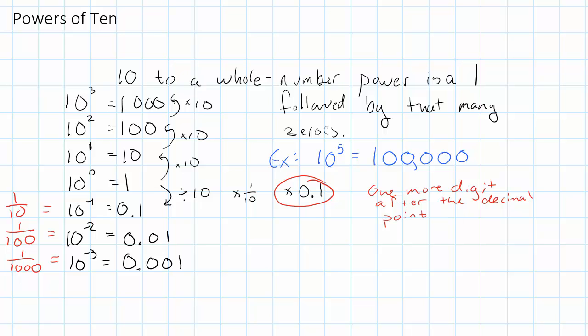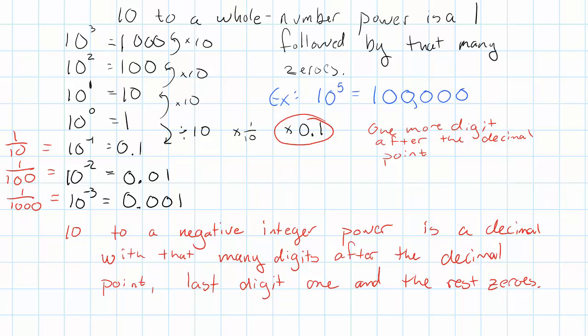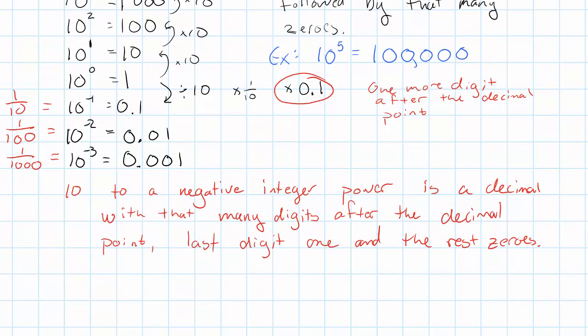1,000th is just 1 over 1,000. 10 to the negative third is just 1 over 10 to the third. But we can also think about these as these decimals. 10 to a negative integer power is a decimal with that many digits after the decimal point. The last digit is a 1 and the rest are zeros.